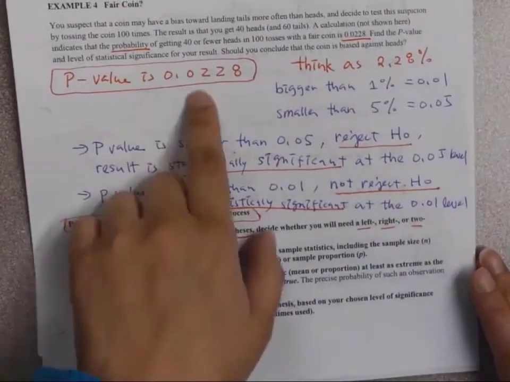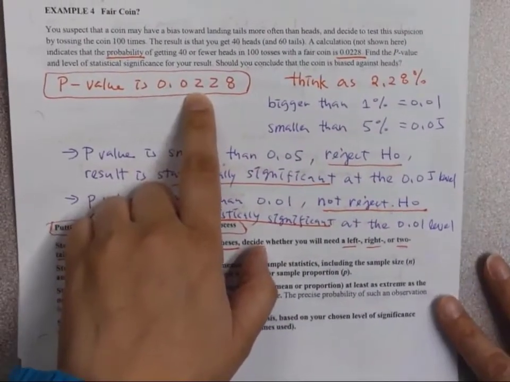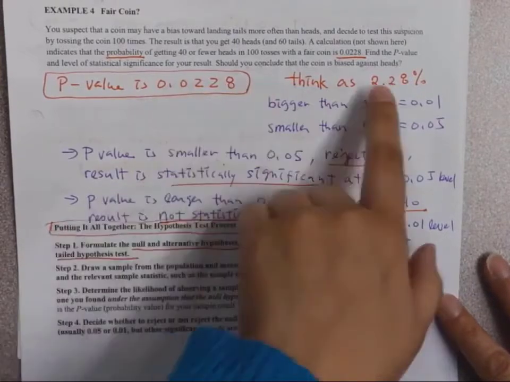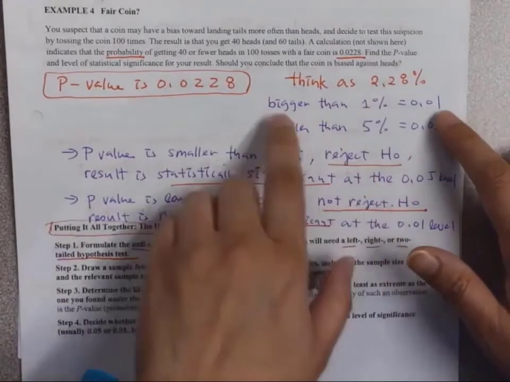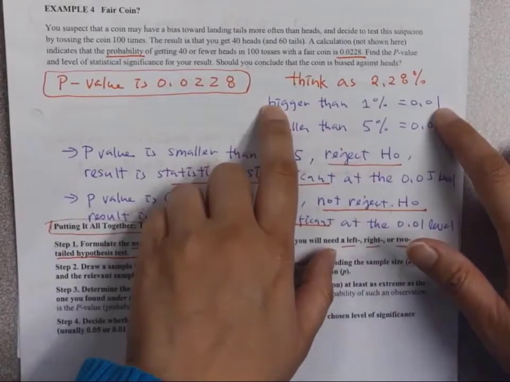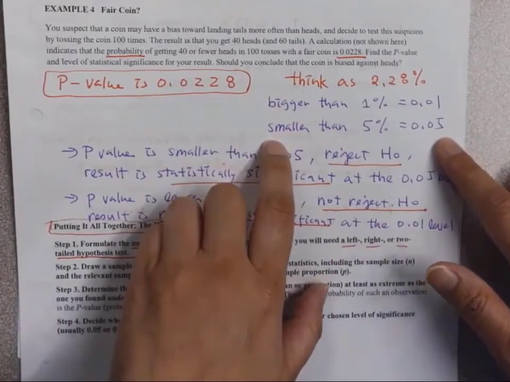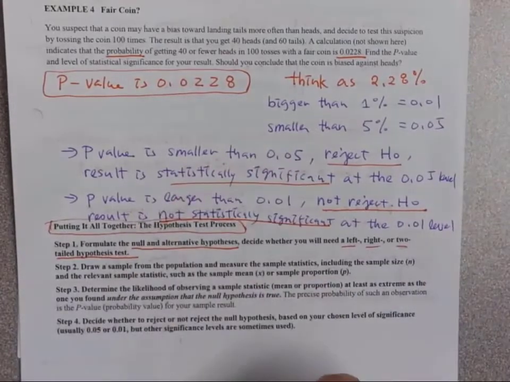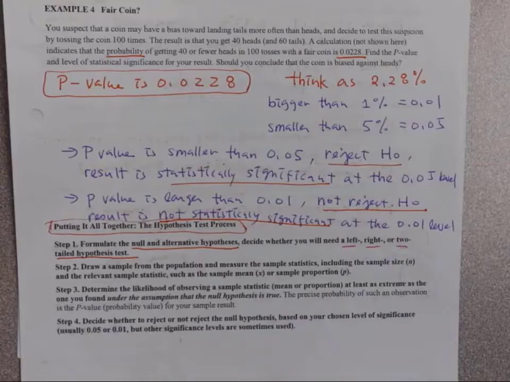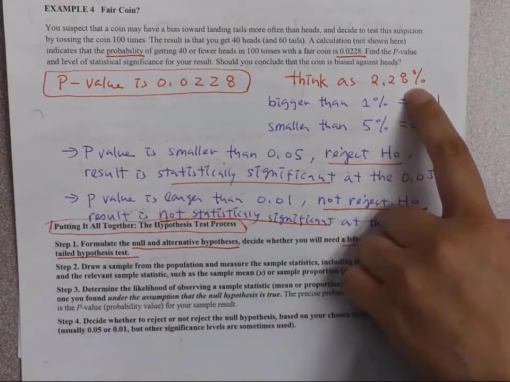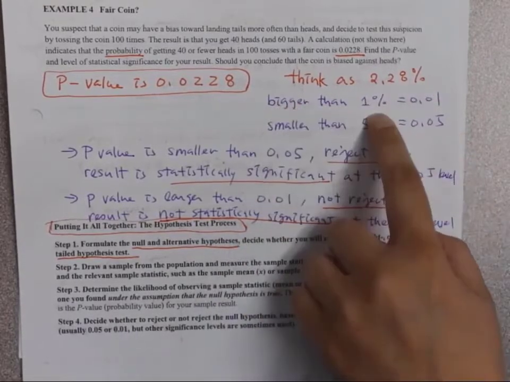So we did an example with a p-value like that. If we convert it to a percentage, it seems to be bigger than 0.01, but smaller than 0.05. Again, if the p-value is less than the significance level, we do what? Reject the null hypothesis. Is it significant or not significant? Significant. So for this particular example, the 2.28% p-value is bigger than 1%.